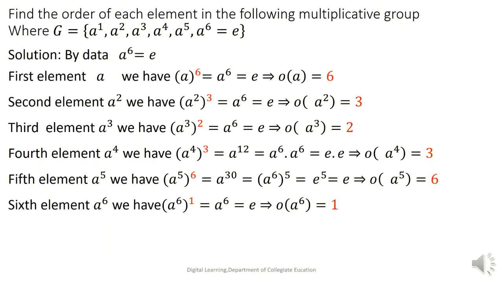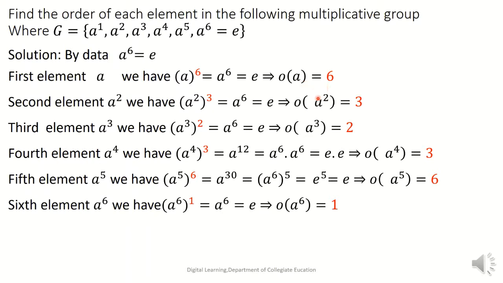Find the order of each and every element of this group. These are all multiples of A. Here the order of the first element is 6. You are all familiar with finding the order of an element of a group, isn't it? Here the order of the first element A is 6.